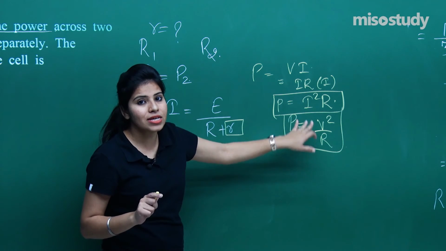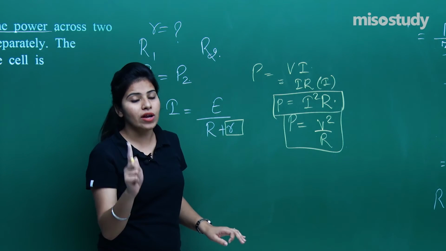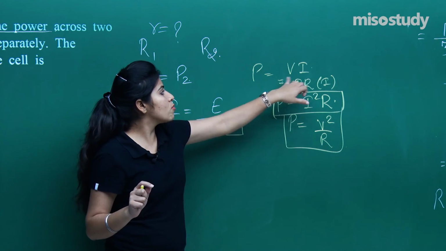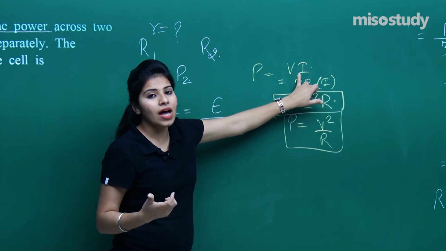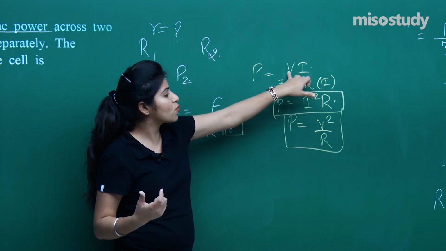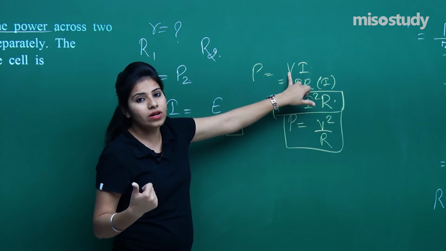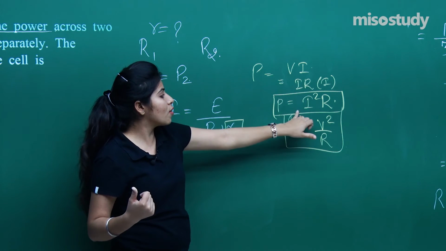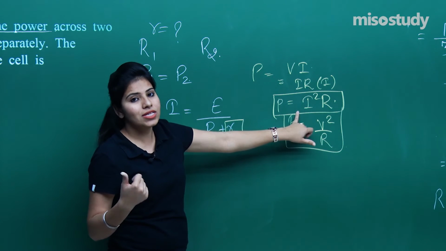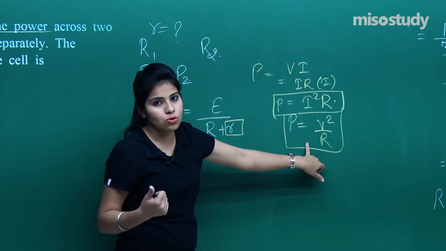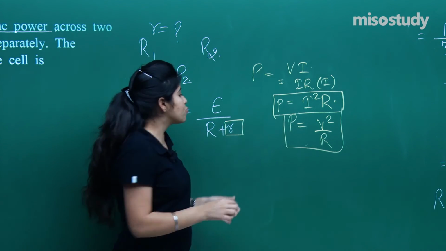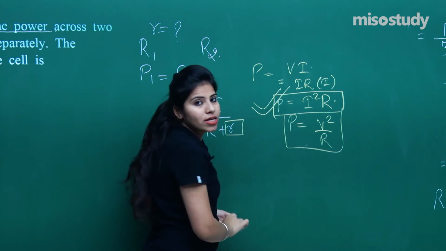So it just depends on the situation of the question. If you remember these formulas, you only have to remember one formula, P equals VI, and you can find out these two from that one particular equation. As I have found out this I square R, so easily you can find it out, and this also. Now we have to use this equation P equals I square R.